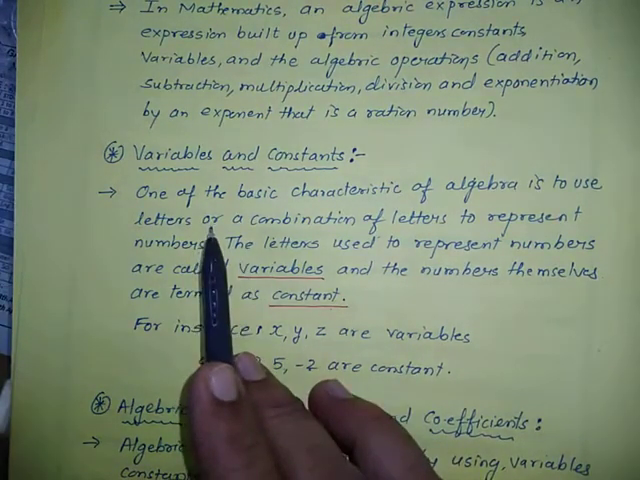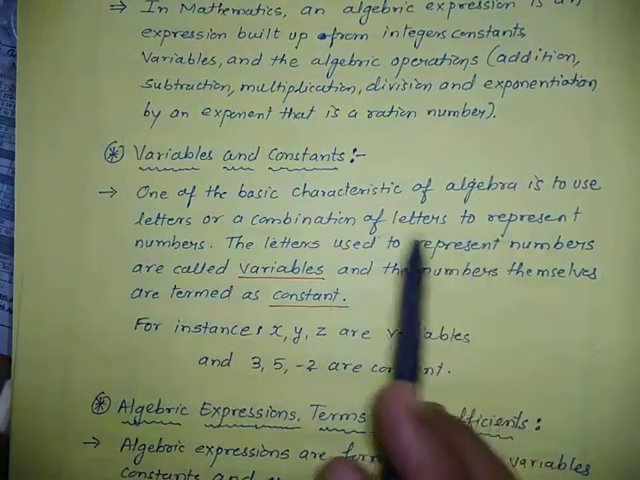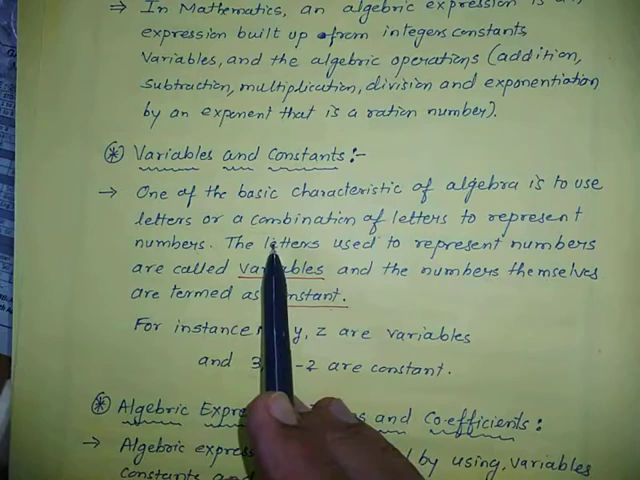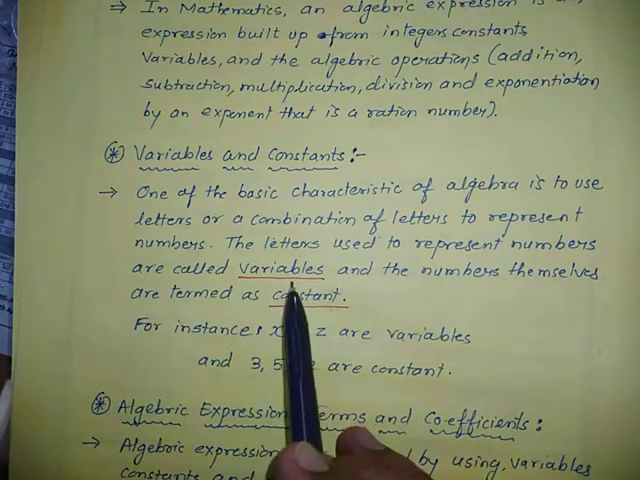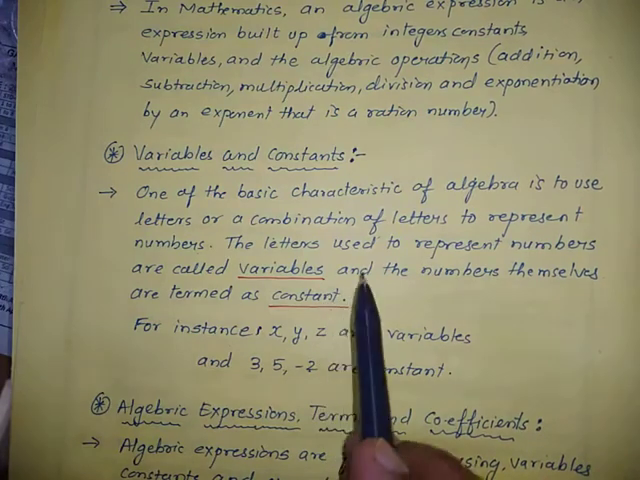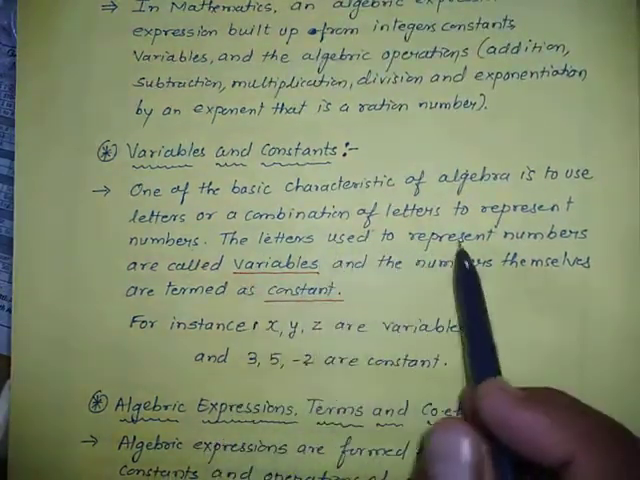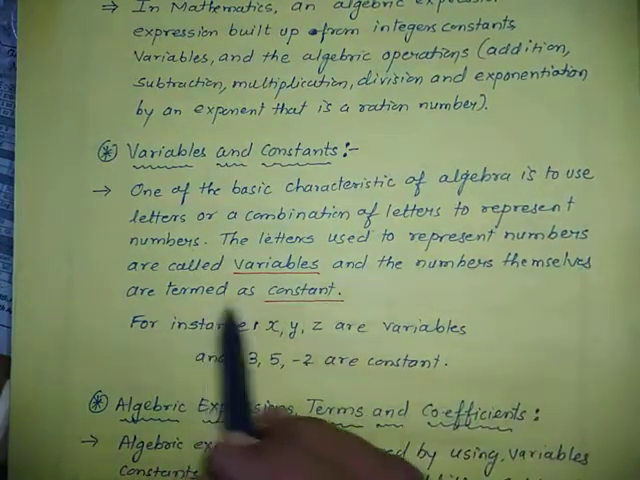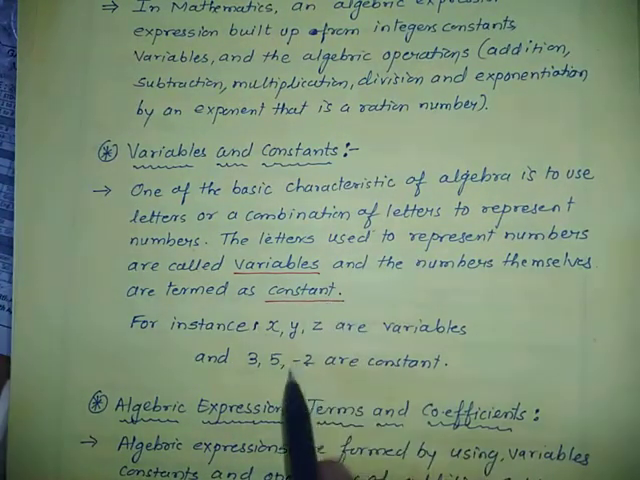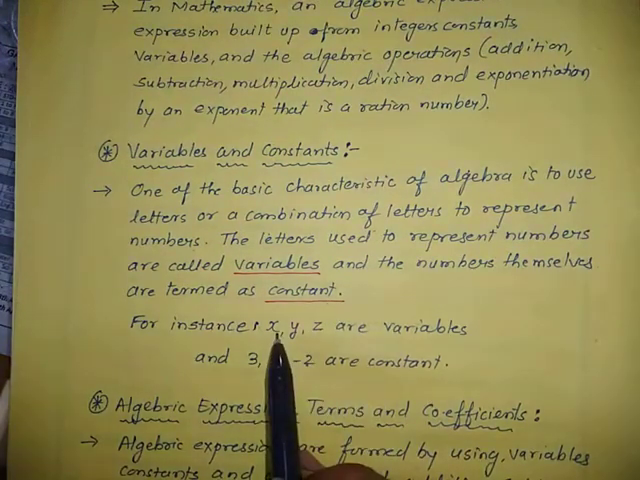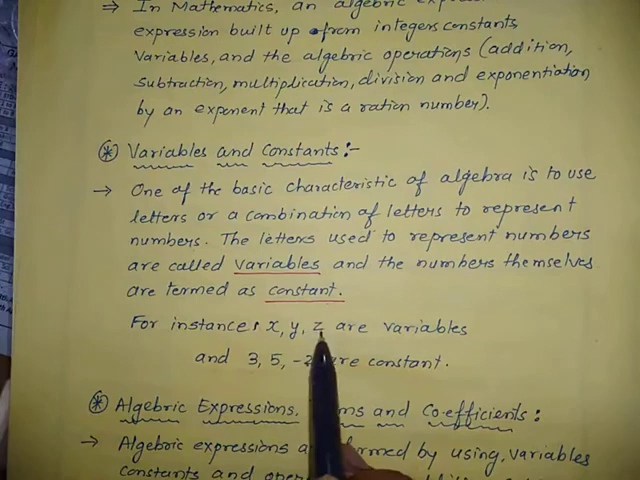So variable and combination of letters and numbers. Constant numbers means fixed value numbers, and letters of the English alphabet together form a term. The letters used to represent numbers are called variables and the numbers themselves are termed as constant. The fixed value numbers are called constant and unknown numbers are represented by variables and they are known as variables.